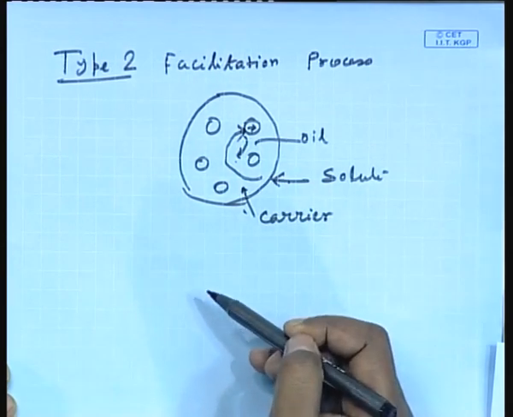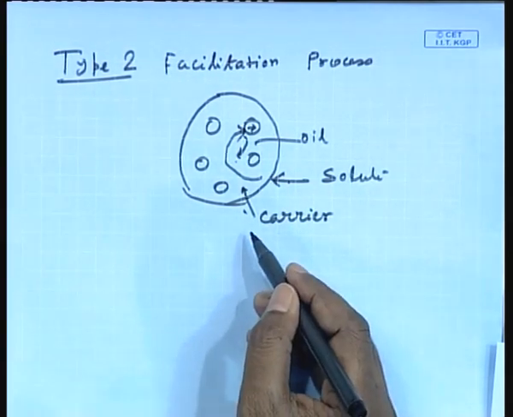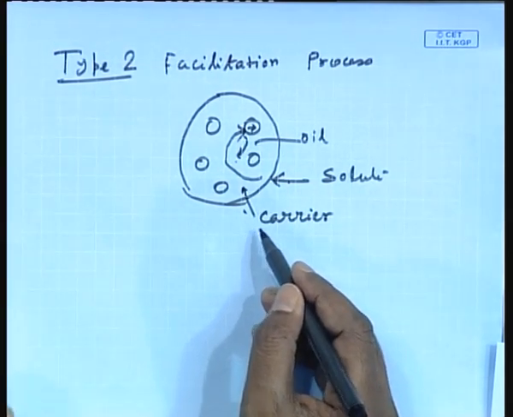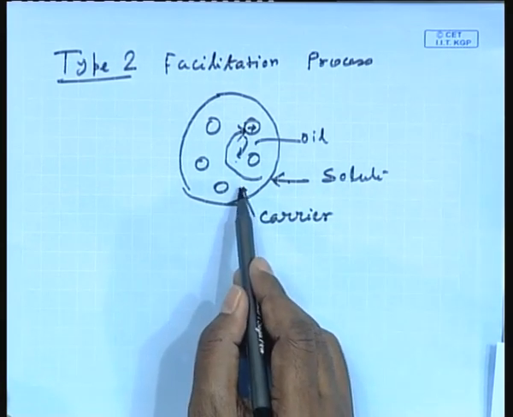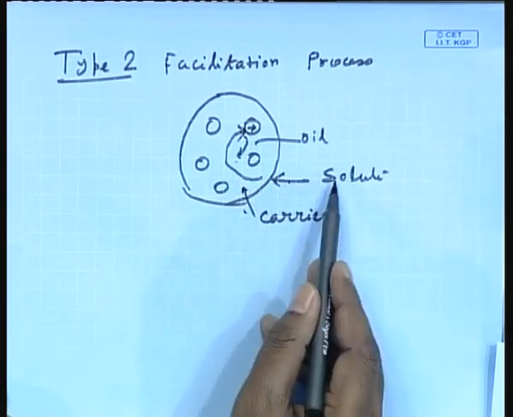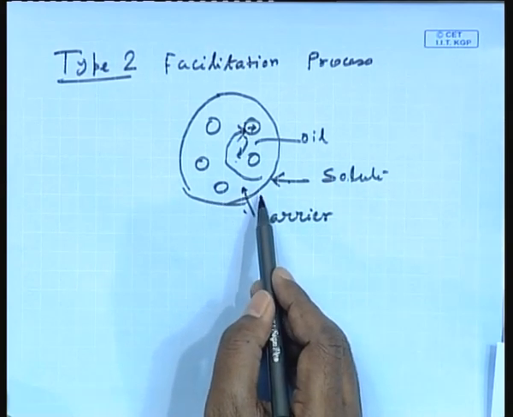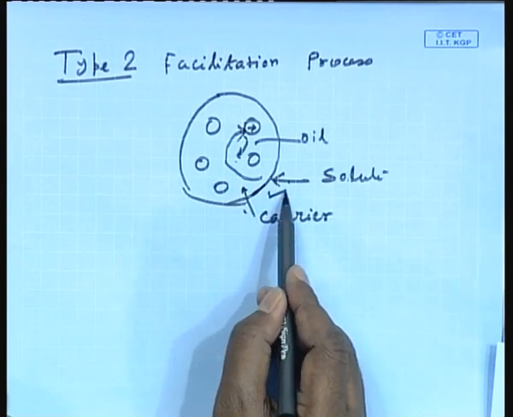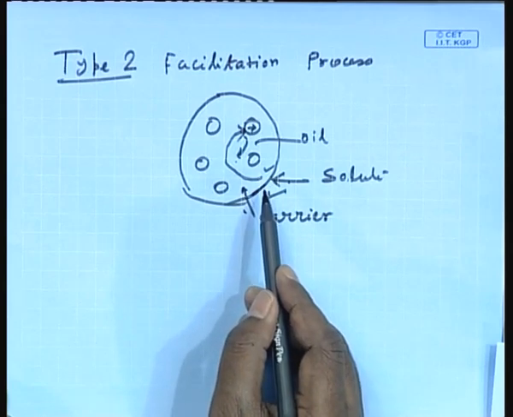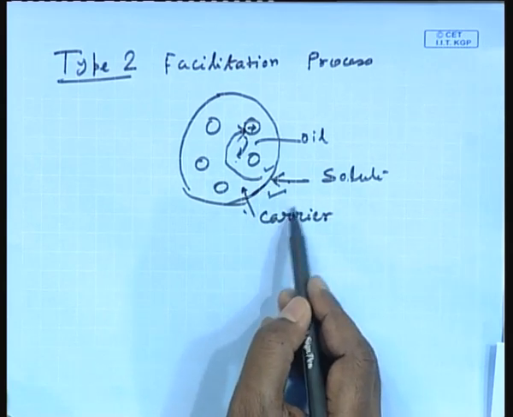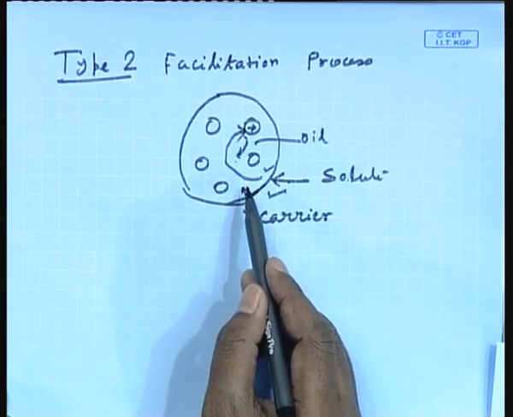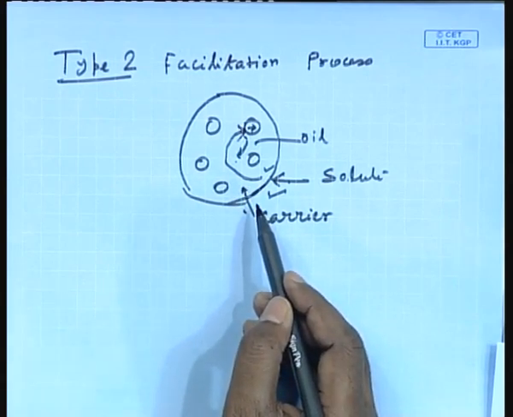But what is the facilitation? This process will be faster. Why will it be faster? Because whenever you form a complex of the solute with the carrier, the concentration difference between the external phase and the oil phase will be maximum, because there is no free solute present in the oil phase. So, we are maximizing the concentration difference of the driving force in two places.